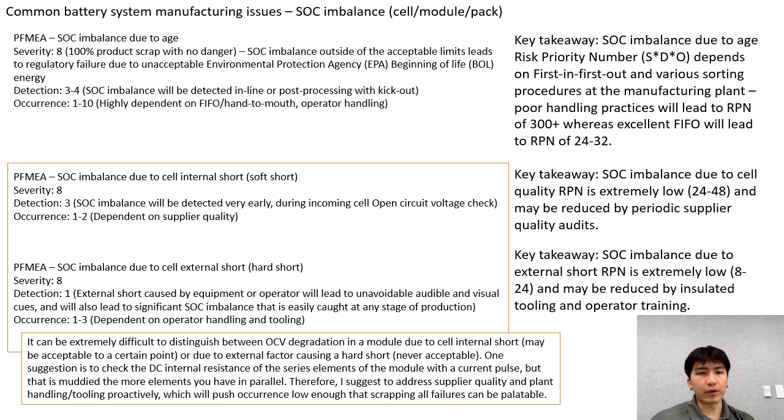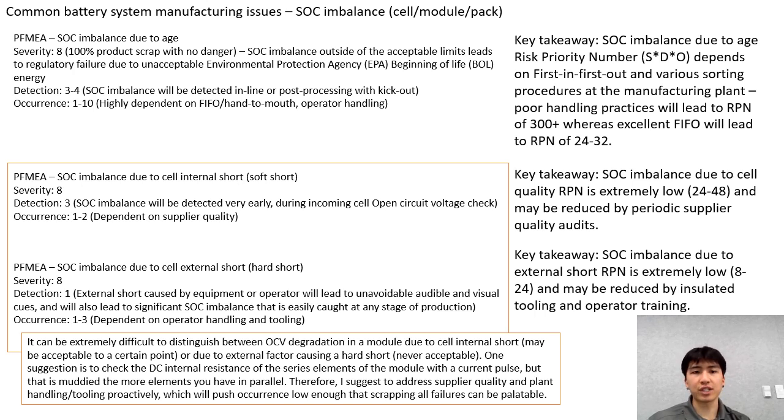The second failure mode is SOC imbalance due to a cell internal short, a soft short. For this one, severity is 8 because if you fail SOC imbalance, you have an opportunity to fail regulatory energy as well. But the detection I have here is a 3. It's a little bit lower. Detection is a little bit better in this case because if there's a cell internal short, it should be caught very early during the incoming cell check from the supplier.